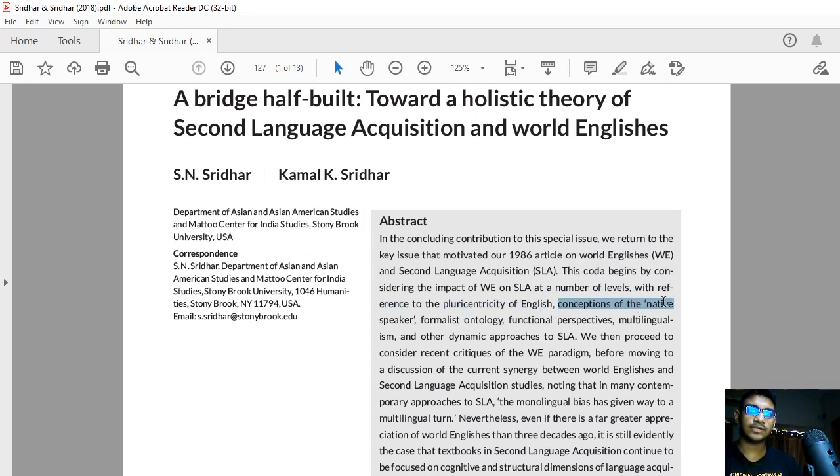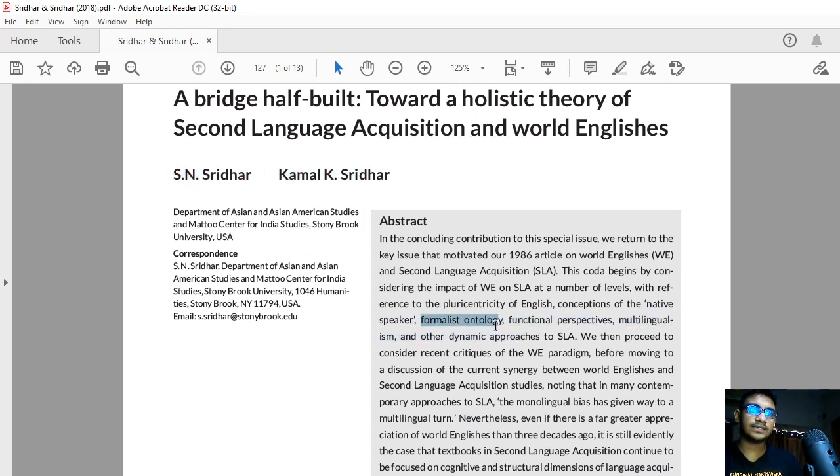The second argument is the conceptions of the "native speaker." Whenever we see something encased within quotation marks, this actually means that the writers do not believe in the notion of there being a native speaker. They do not think that native speakers means those people whose mother tongue is English. So Americans, English people, the idea that they are better English users than us is something that these two writers don't agree with.